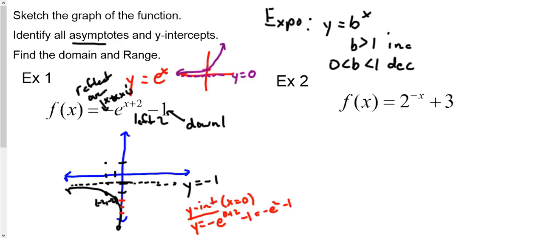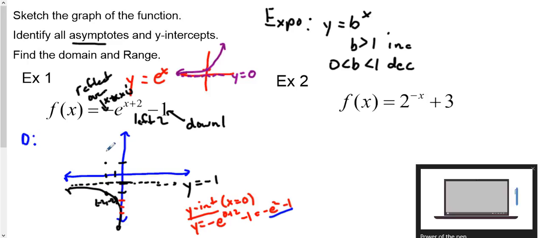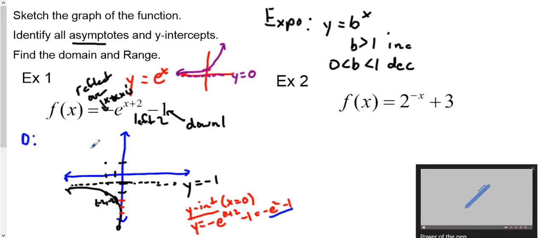Now, in our problem, we're asked to find all the asymptotes. We found our y-intercept, which is located here. We can now find our domain. Well, the domain is what can you plug into exponentials?